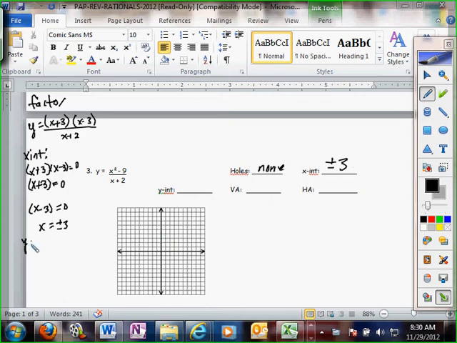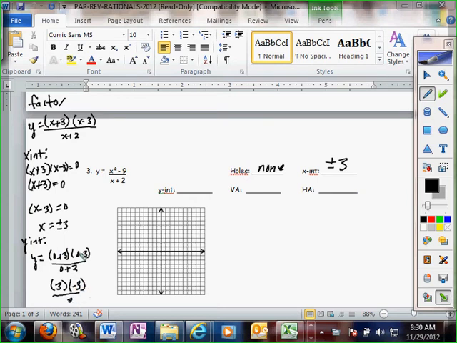Now find the y-intercept. To find the y-intercept, you plug in a 0 and solve for y. Since nothing canceled, you could use the original or you can use this one. It doesn't matter. Someone said it confused them to go back to the original, so I'll do this one. So I have y equals (0 plus 3)(0 minus 3) over 0 plus 2, which gives me 3 times negative 3 over 2.